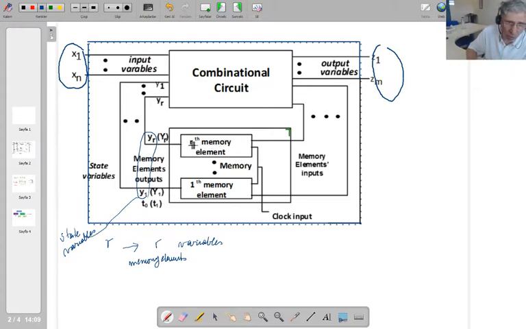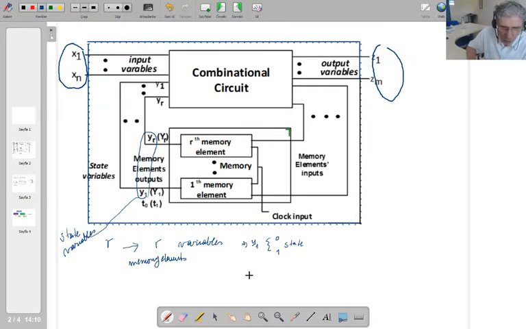You see here, the Rth memory element, small yr. The first memory element, small y1. So if you've got just one memory element, that means you've got one state variable. If you've got one state variable, there are two states. If this variable is 0, this variable could have the value 0 or 1. So there are two states here. In order to separate two states from each other, you need just one variable.